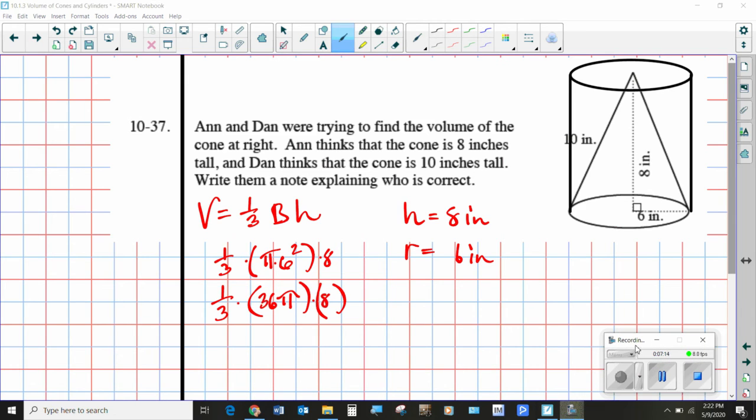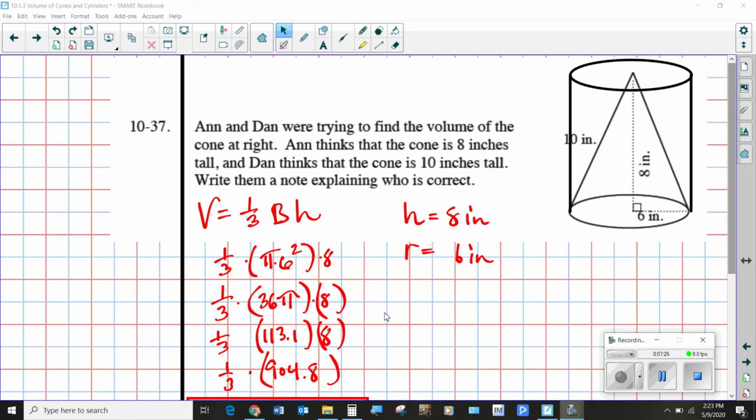Okay, I'm going to pause the video. You go ahead and pause and see if you can come up with the volume of the cylinder first of all. That's what we're getting right here. And then we take 1/3 of it to get the volume of the cone. All right, let's see how you did.